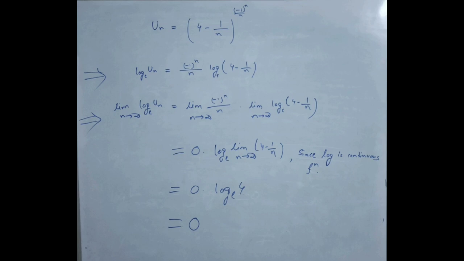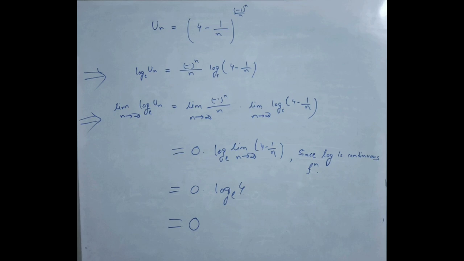Now let's discuss the solution. This is a very easy question: take the log on both sides. So you can see that we get log un equals minus 1 to the power n by n times log of 4 minus 1 by n. Then take the limit as n tends to infinity. We know that limit of ab equals limit of a into limit of b. So by that we can divide this as limit of minus 1 to the power n by n and limit of log of 4 minus 1 by n.